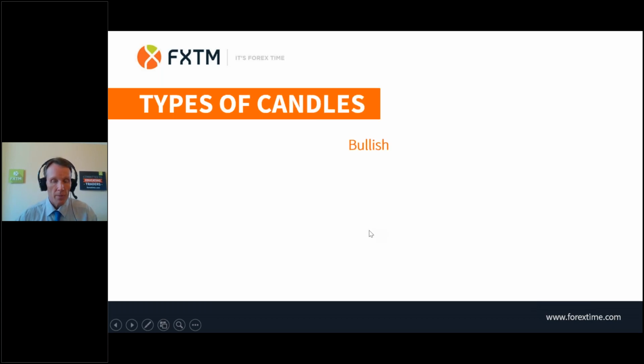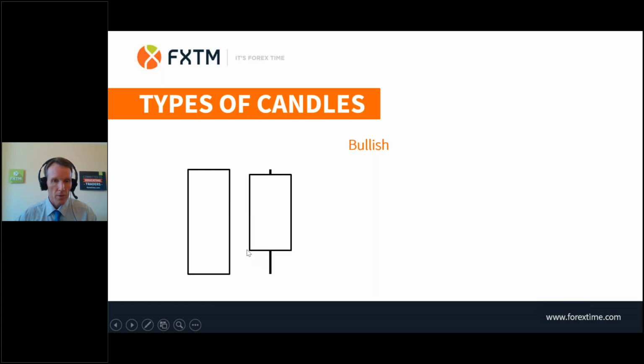Okay, types of candles. Bullish candle. This is an extreme bullish candle. You can see obviously it opened and it closed at the top. So there was very, very little sellers or bears influence in this candle. Here it went up, sellers tried to take it lower, but the buyers won at the end of the day.